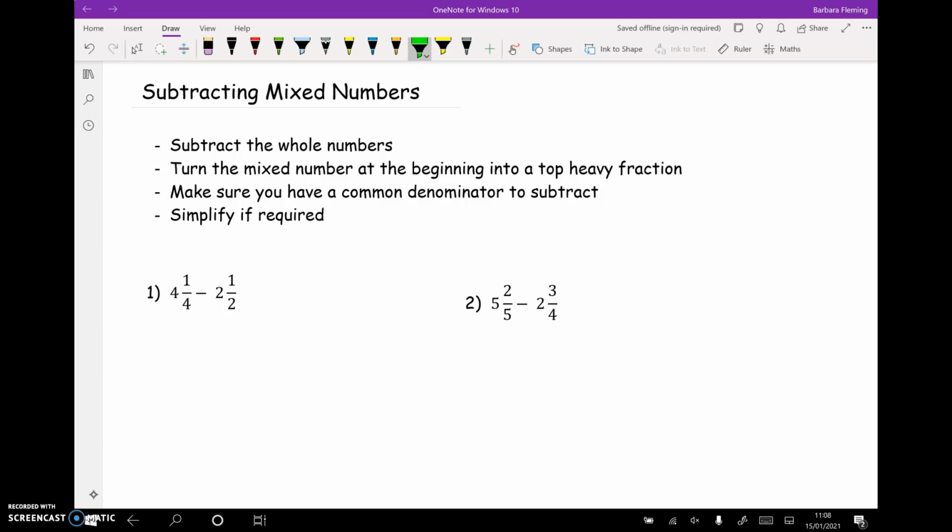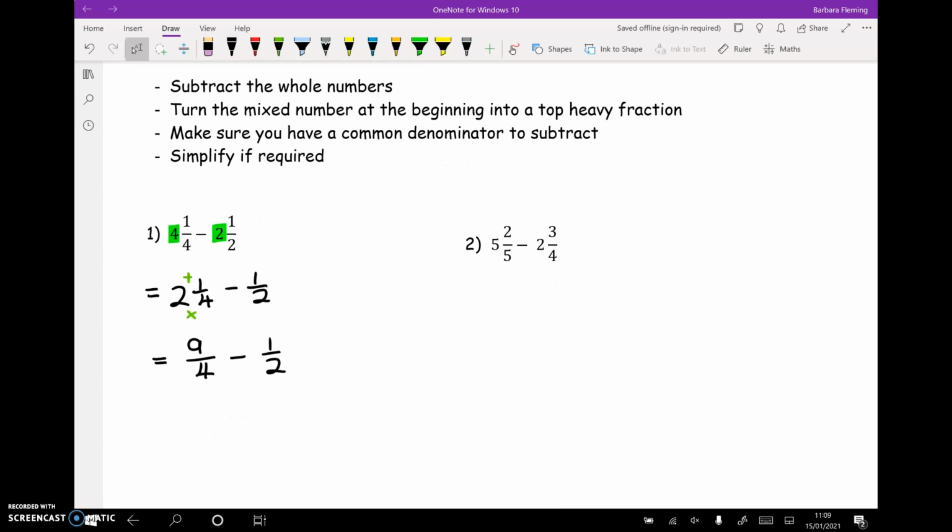So, question 1, 4 1/4 take away 2 1/2. 4 take away 2 leaves you with 2 and 1/4 take away 1/2. So you've subtracted your whole numbers. Now we turn this first mixed number into a top-heavy or improper fraction. 2 times 4 is 8, plus 1 is 9, so you've got 9/4. 2 wholes is 8/4, and another one is 9/4. Take away 1/2.